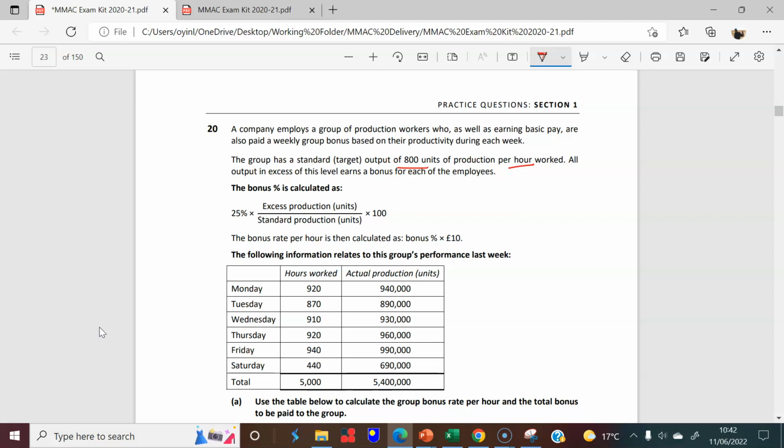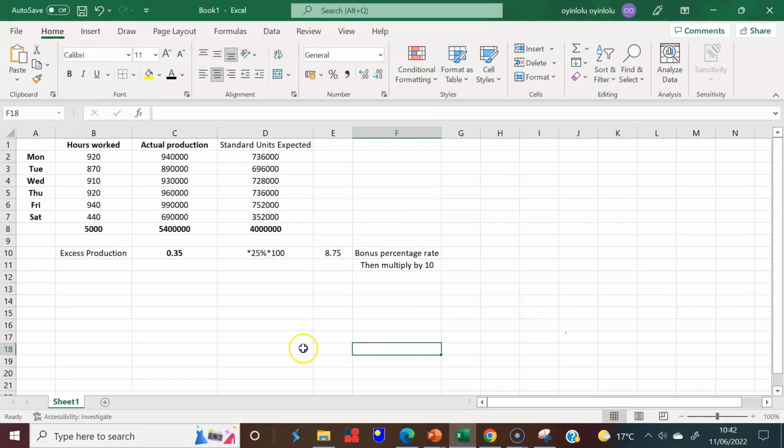The issue, of course, here is to do with calculating the bonus, which says that once you've found the standard and excess, you can then find the bonus. So let's look at that. I'll show you what I've done so far. I said, okay, these are the hours that you've worked. I've just literally taken this from the table.